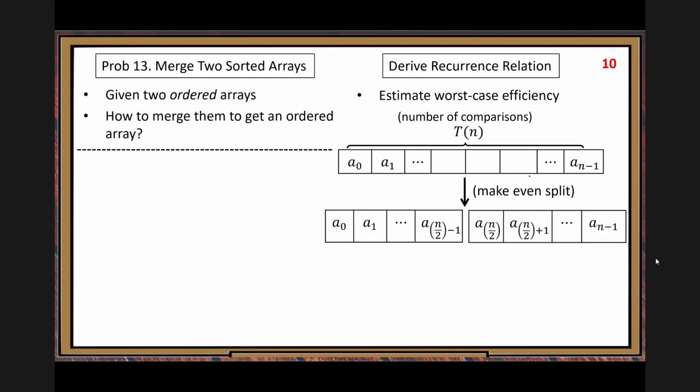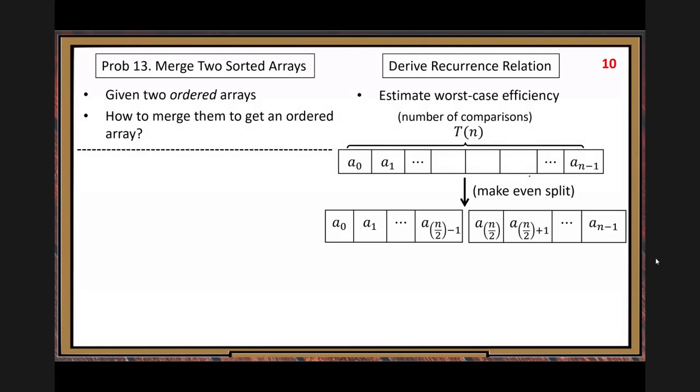So two subarrays, each should have approximately equal size, one half of the size. In divide and conquer, the divide cost is minimum. We split in the middle, so the cost can be ignored. The cost is very little.